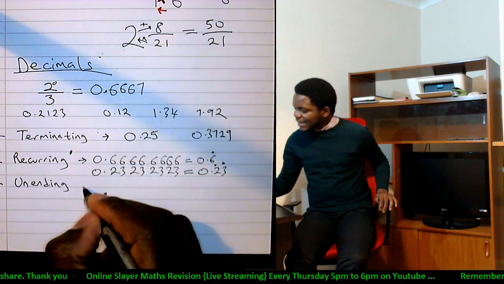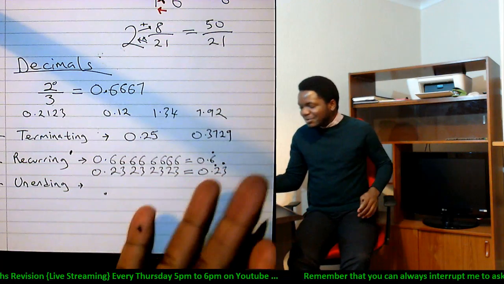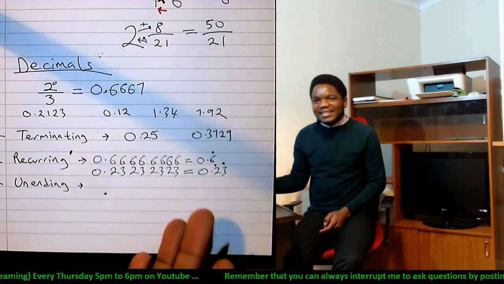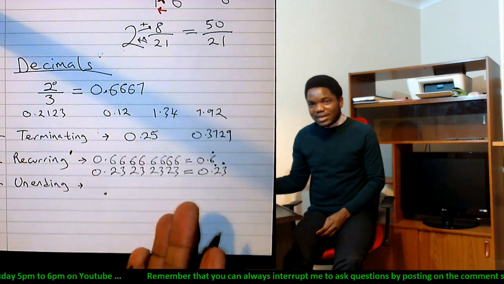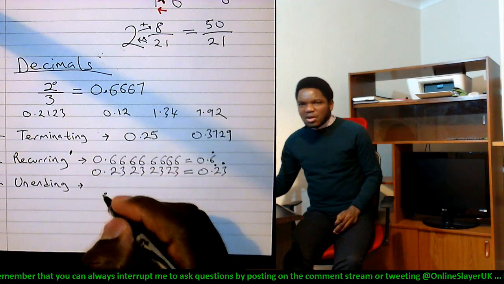Then you've got the unending decimal, and with the unending decimal, there's no way I'm going to write it because it's not going to end. And I'm sure you all want to go and have something to eat, right? You're not going to sit here. But then how do we come about things like that?